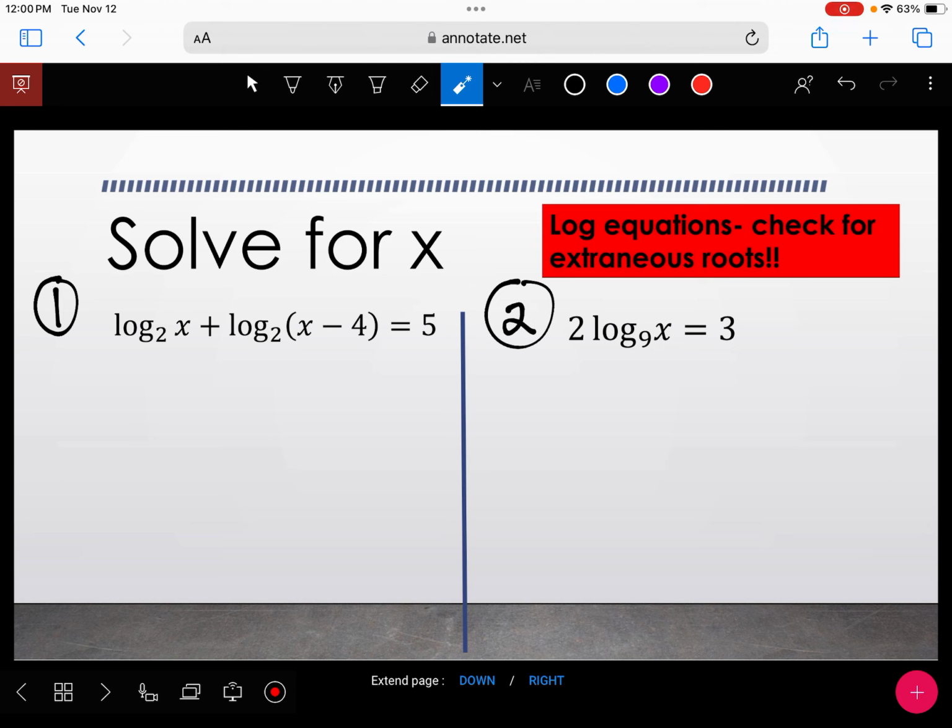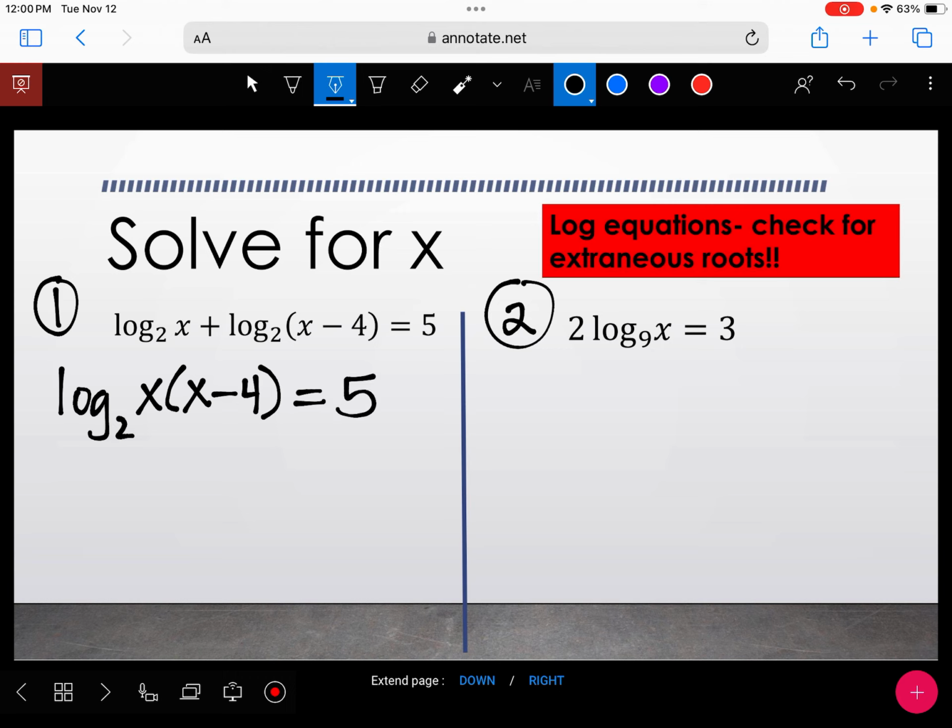So because of the addition, how do we condense addition? With multiplication. So I'm going to write this as the log base 2, and then we have x times x minus 4 equals 5. Yep, we're going to distribute it. And when we distribute it, we get the log base 2 of x squared minus 4x equals 5.